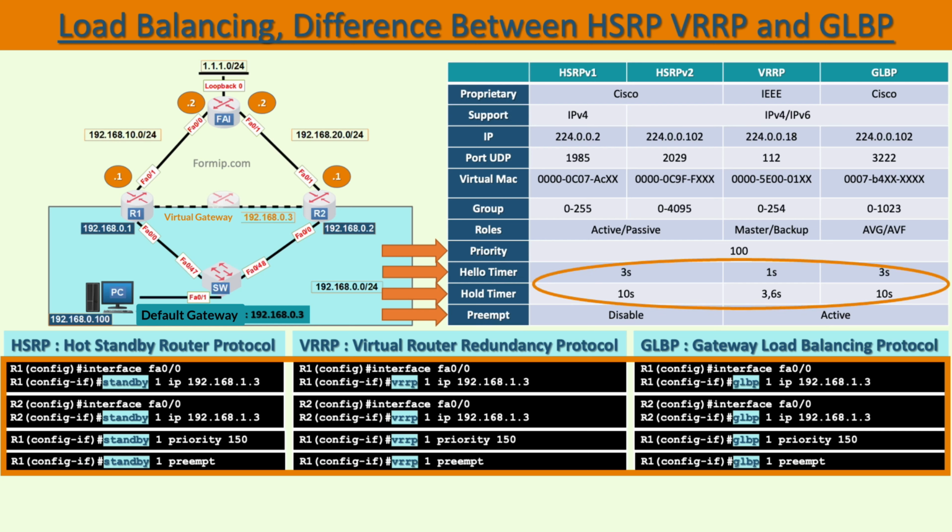The VRRP protocol uses smaller timers by default, making it faster than HSRP and GLBP. Except that, of course, it will consume more CPU on the cluster.